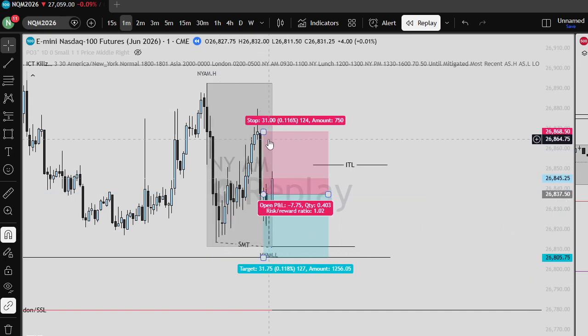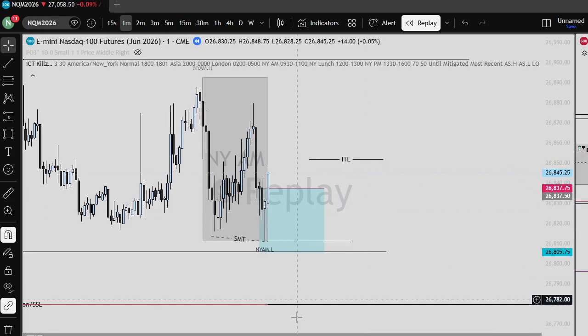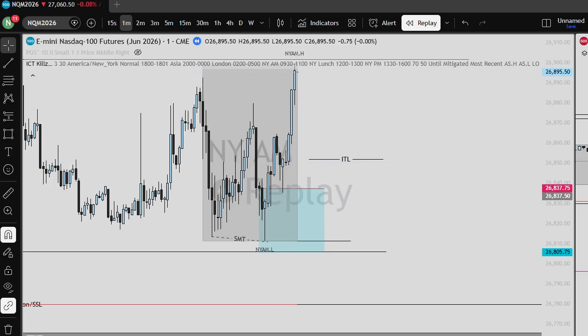So you would have been break even at this internal low, and then this trade ends up getting slammed. And if you did not go break even on this trade, you would have ended up losing this trade.